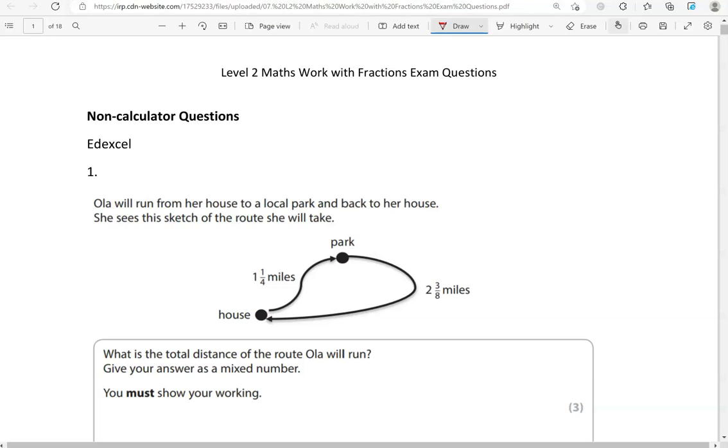Here is the first one. Ola will run from her house to a local park and back to her house. She sees this sketch of the route she will take. What is the total distance of the route Ola will run? Give your answer as a mixed number. You must show your working.